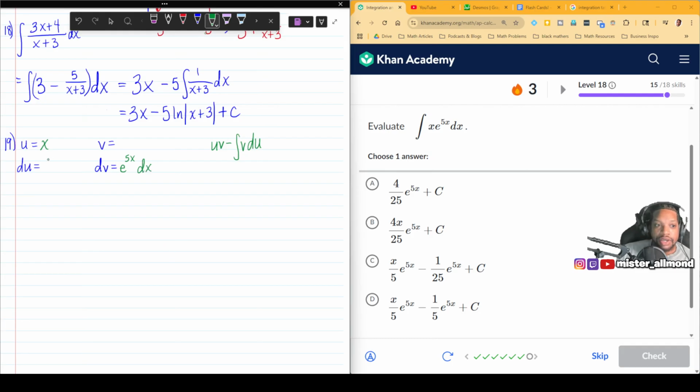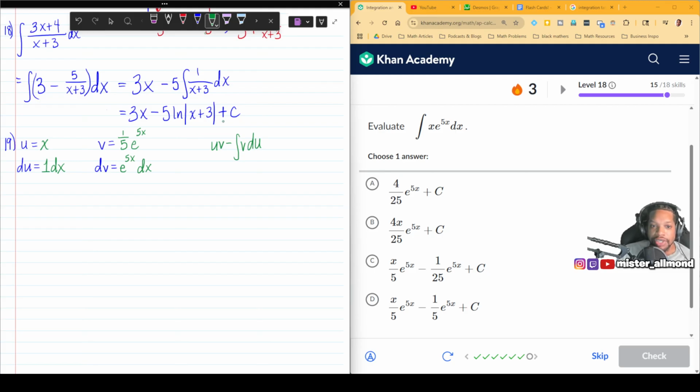We'll let u be x, and then we'll let dv be e to the 5x dx. Okay, so if u is x, that means that du is just going to be 1 dx. And then if dv is that, then the integral of e to the 5x would be 1/5 e to the 5x. In my head, I was like, that sounds like I need u sub, which I guess I technically kind of did u sub.